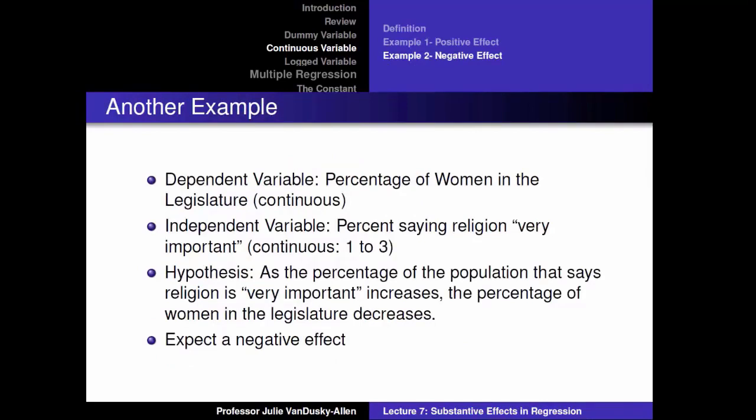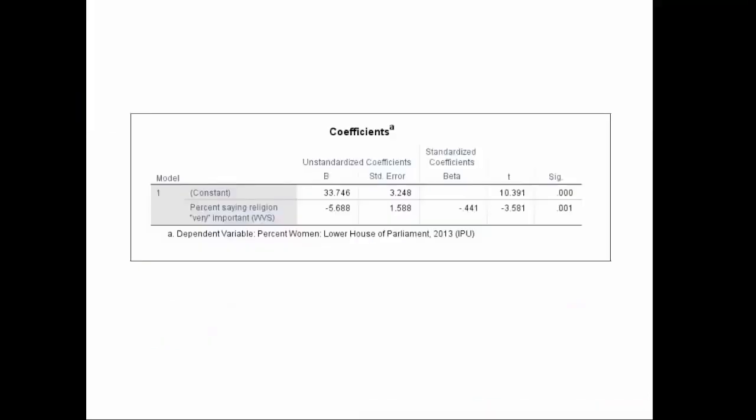Now I'm going to show you how to interpret a continuous variable with a linear effect when there is a negative relationship between the independent and dependent variables. Imagine you are conducting a study using percentage of women in the legislature as the dependent variable and percent saying religion very important as the independent variable. This variable only takes on 3 values, 1, 2, 3, or low, medium, or high. Your hypothesis is, as the percentage of the population that says religion is very important increases, the percentage of women in the legislature decreases. In other words, you expect the independent variable to have a negative effect on the dependent variable. Here are the results of your analysis.